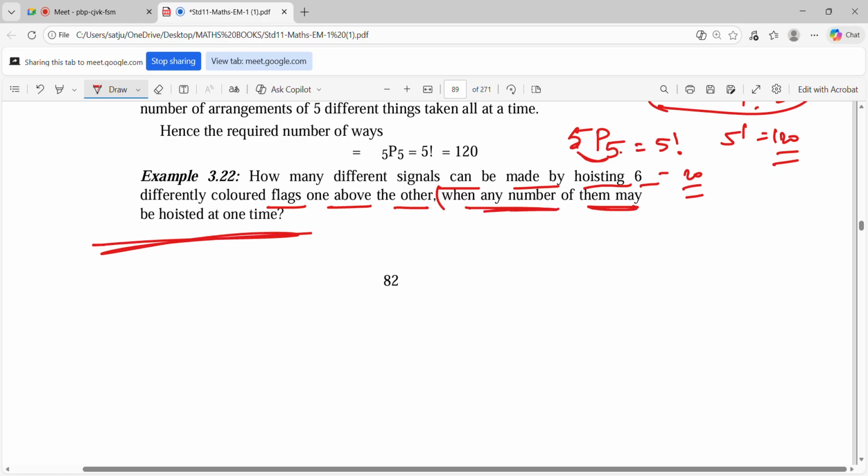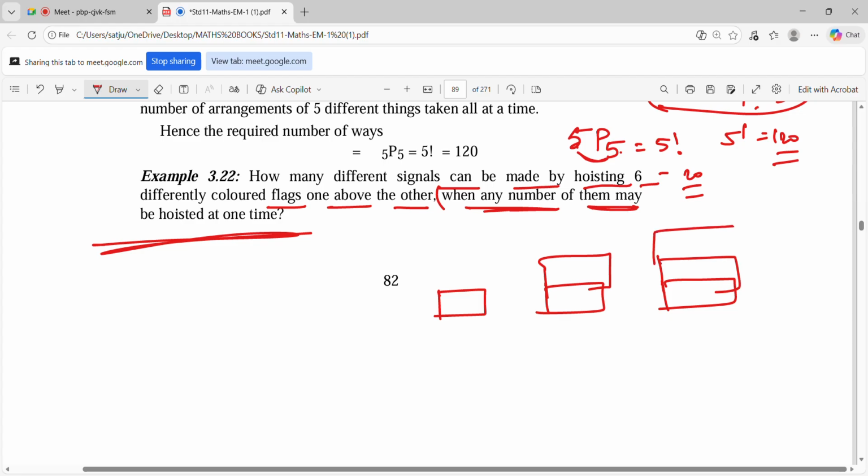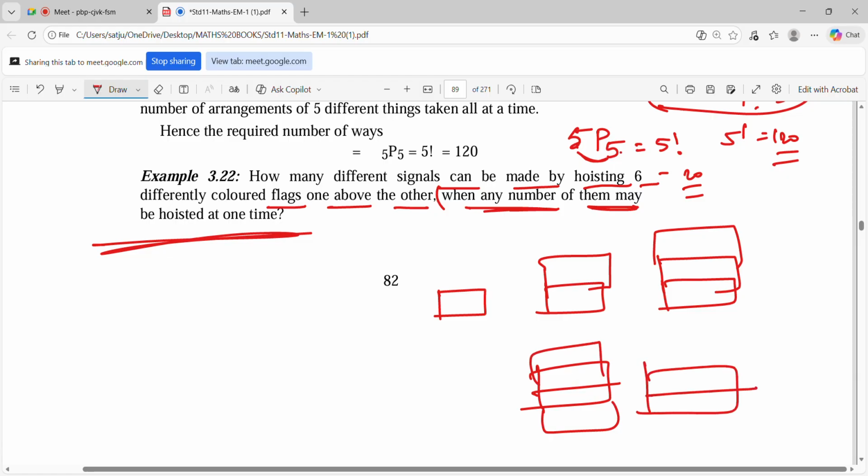Any number, which means that only one can be hoisted. From the 6, 2 can be hoisted. From the 6, 3 can be hoisted. Then 4 can be. Next 5 can be. Understood? Next 6 can be.